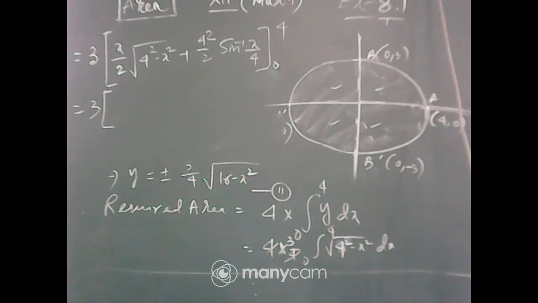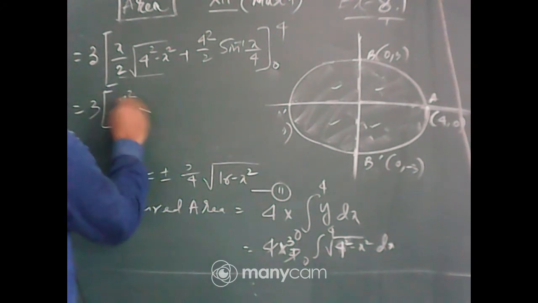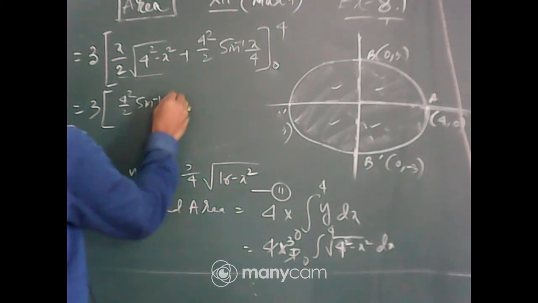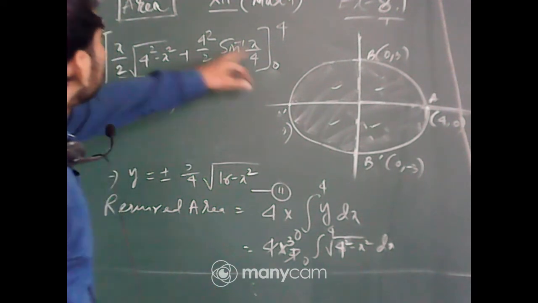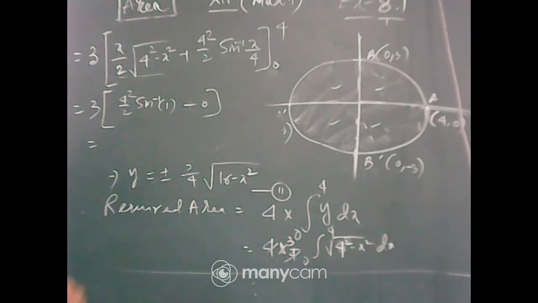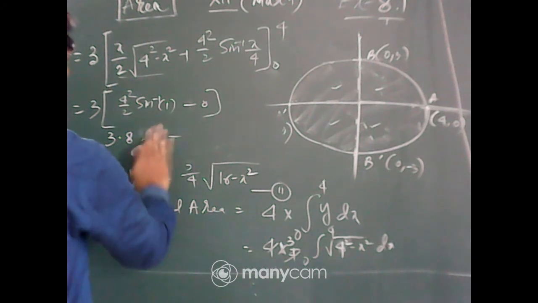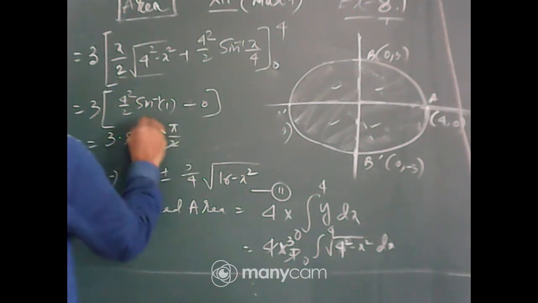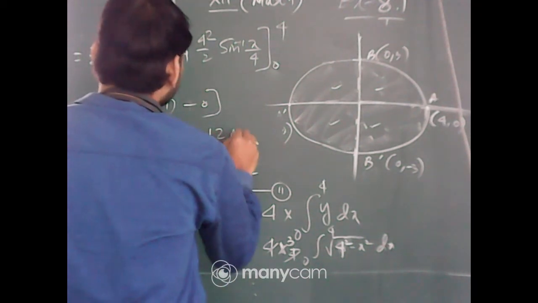Now put the limits. First of all, here putting 4, it will give you 0. Then 4 square by 2 sin inverse 1, 4 by 4, 1. And from the second portion, it will give you 0, and sin inverse 0 gives you 0. So only 0. So that means it will be 3 into 8 sin inverse 1, which means pi by 2. That means it will give you 12 pi square unit.